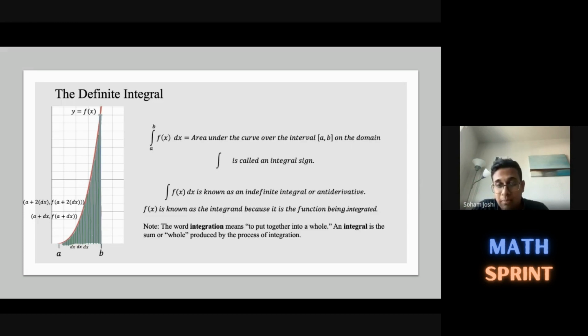Okay, so here's a vocabulary check. The word integration means to put together into a whole. So it refers to the process. And an integral is the sum or whole produced by the process of integration.